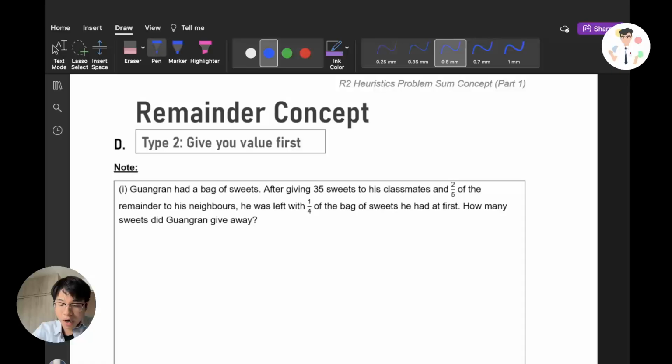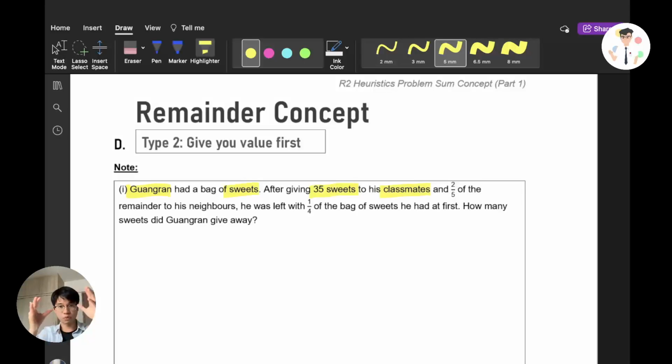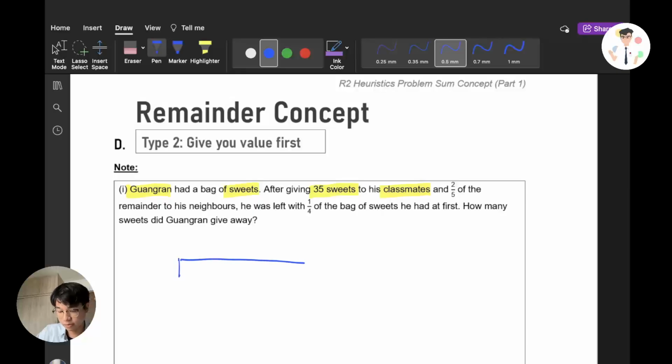Now here it says that Guangran had a bag of sweets. He gave 35 sweets to his classmate. Now, this round, I know exactly it is 35 sweets to the classmate. So what I actually can do is, I still draw a bar model, but I will clearly label that this is actually 35 sweets. Now, then let's read together.